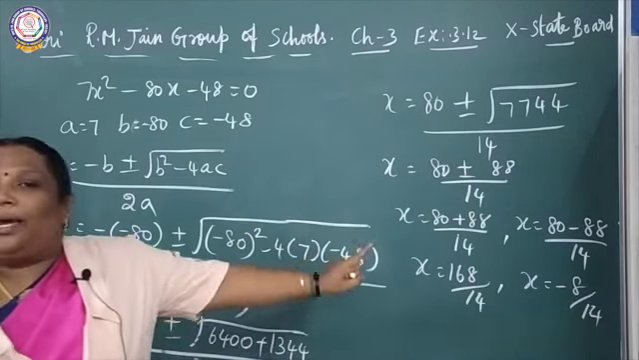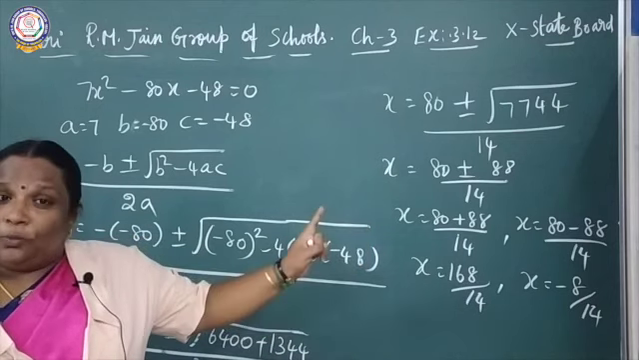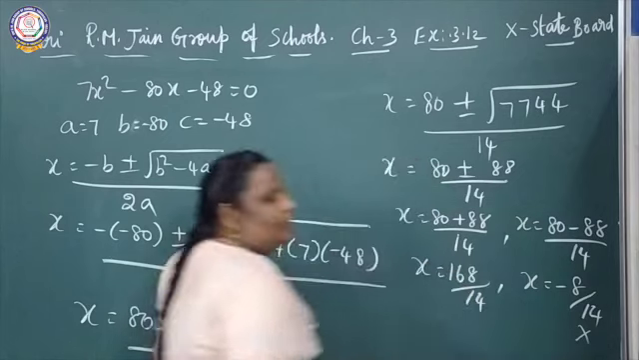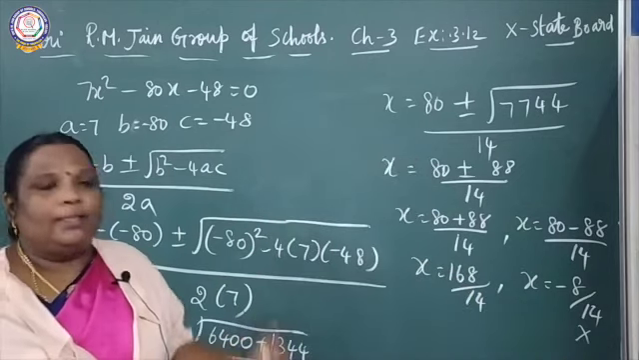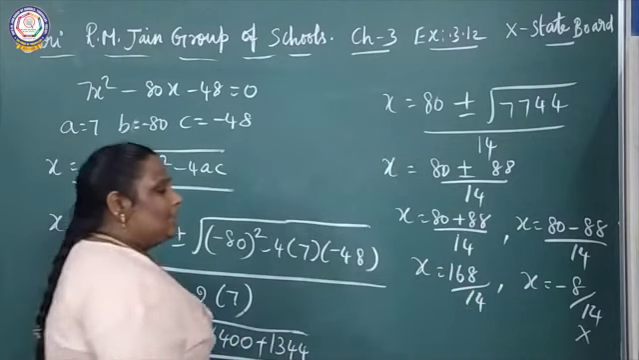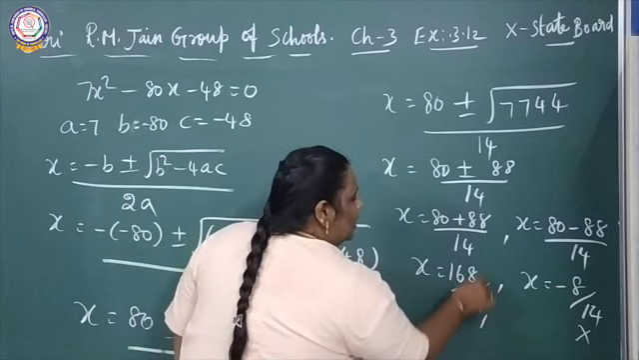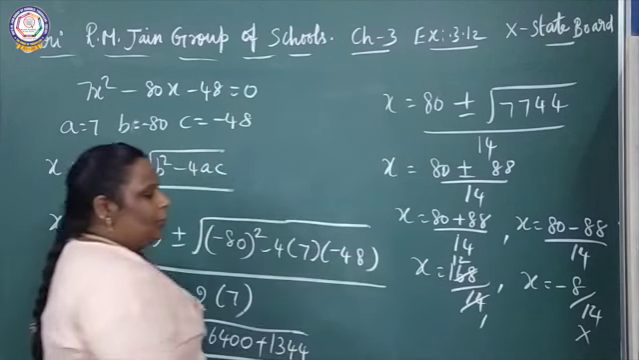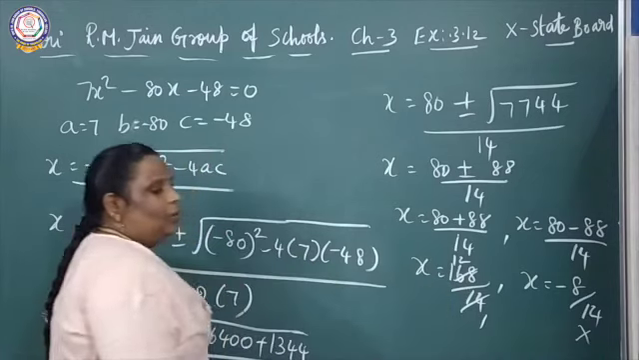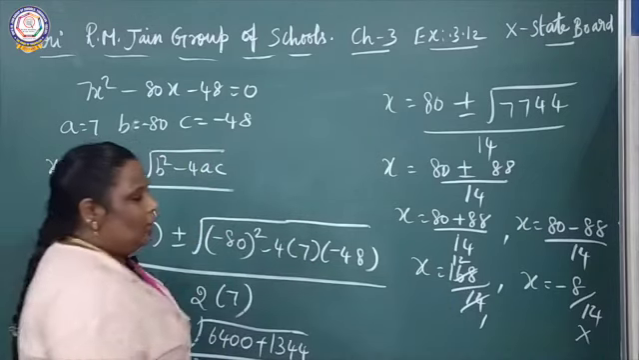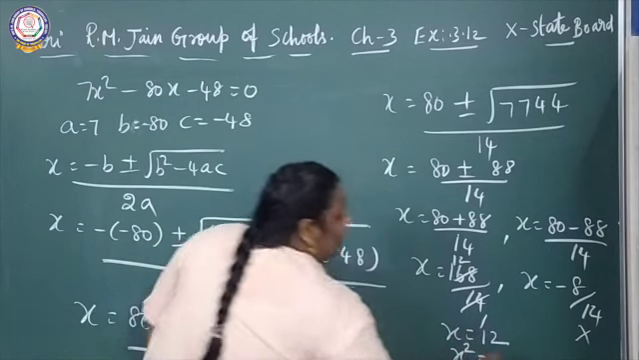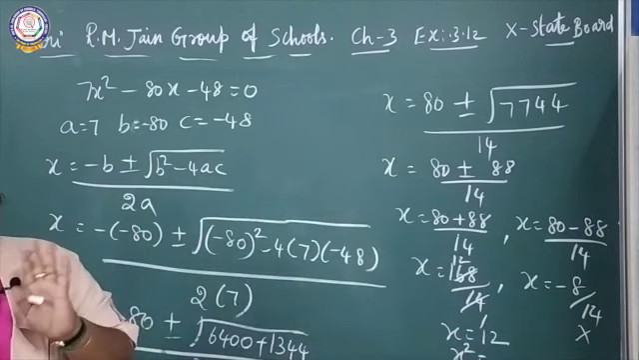But swans cannot be negative. It should be positive. So this value is impossible, and you can take this value alone. So x = 168/14, it's 12 times. 14 ones are 14, balance 2, 14 twos are 28. So x = 12, but there are x square members of swans.